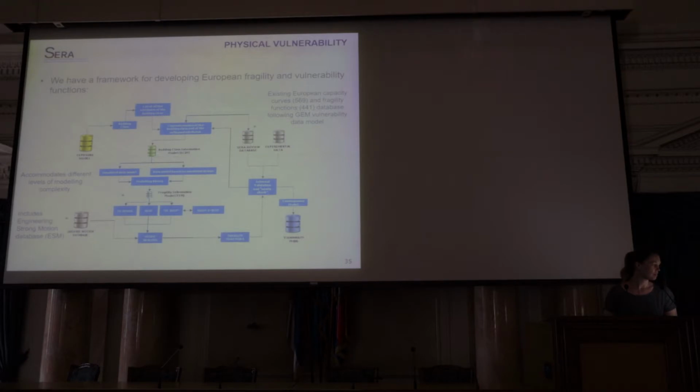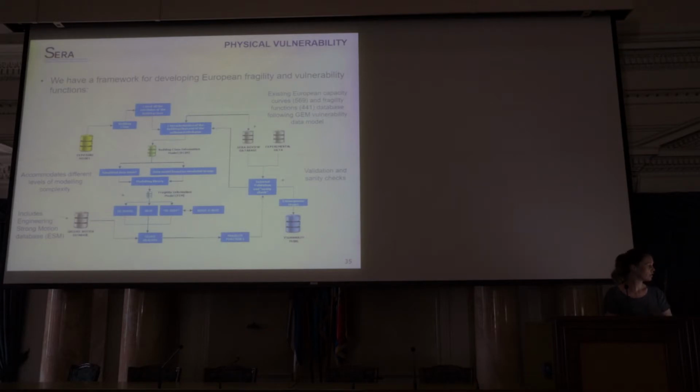We have a database of strong ground motion recordings from the engineering strong motion database that are being used to develop the fragility functions and the vulnerability functions. These include a lot of European records. And then a final important part of the whole process is to do validation and sanity checks on the results that are coming out of the calculations, to make sure that the estimates of damage and loss coming from these fragility and vulnerability functions make sense when compared with what's been observed in past events.